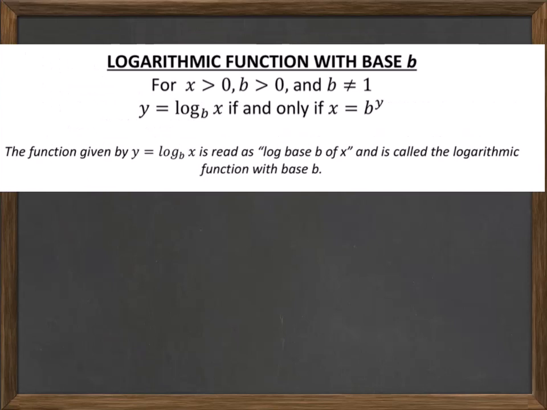Before I continue, I need to tell you what I'm talking about when I say logarithmic function. So here's the basic definition. Notice we have to constrain some of our variables. It says for x is greater than 0. In other words, x can't be equal to 0 and it also can't be negative. Also, b has to be positive. It can't be 0, it can't be negative. Also, b can't be equal to 1.